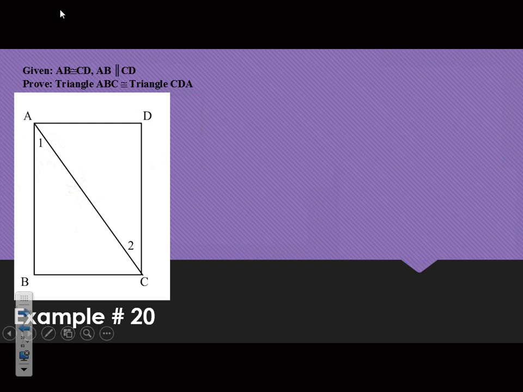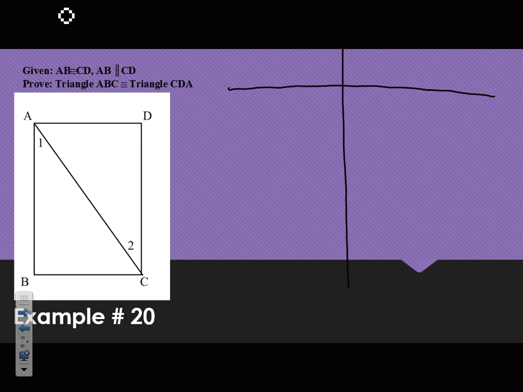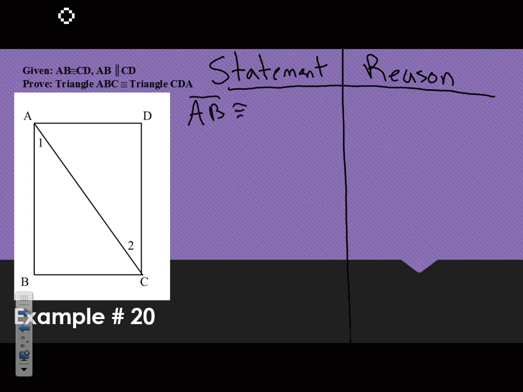All right, number 20 in your packet. First thing, set up your proof. Statement, reason. I'm going to start with my given. So segment AB is congruent to segment CD, and AB is parallel to CD. Both are given to me.